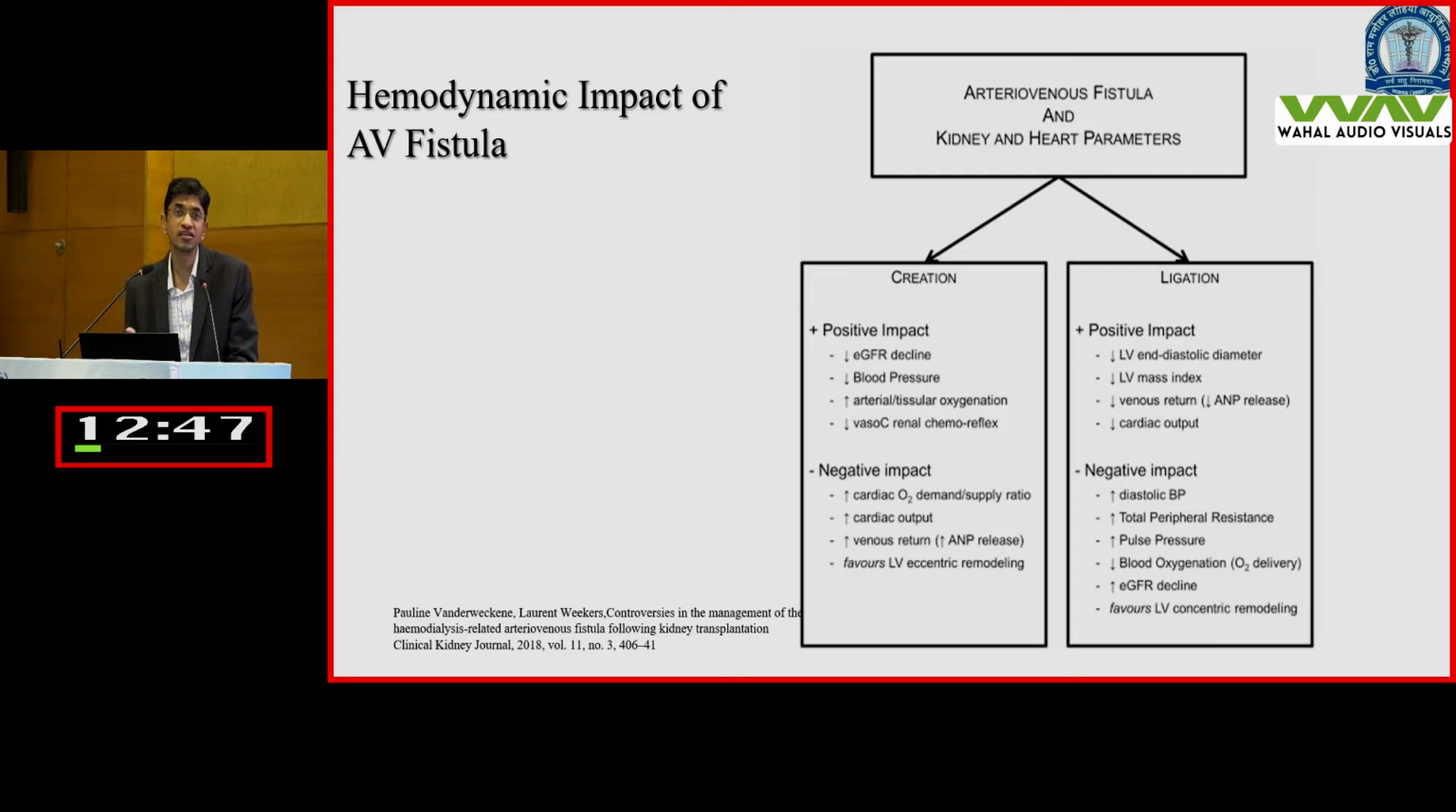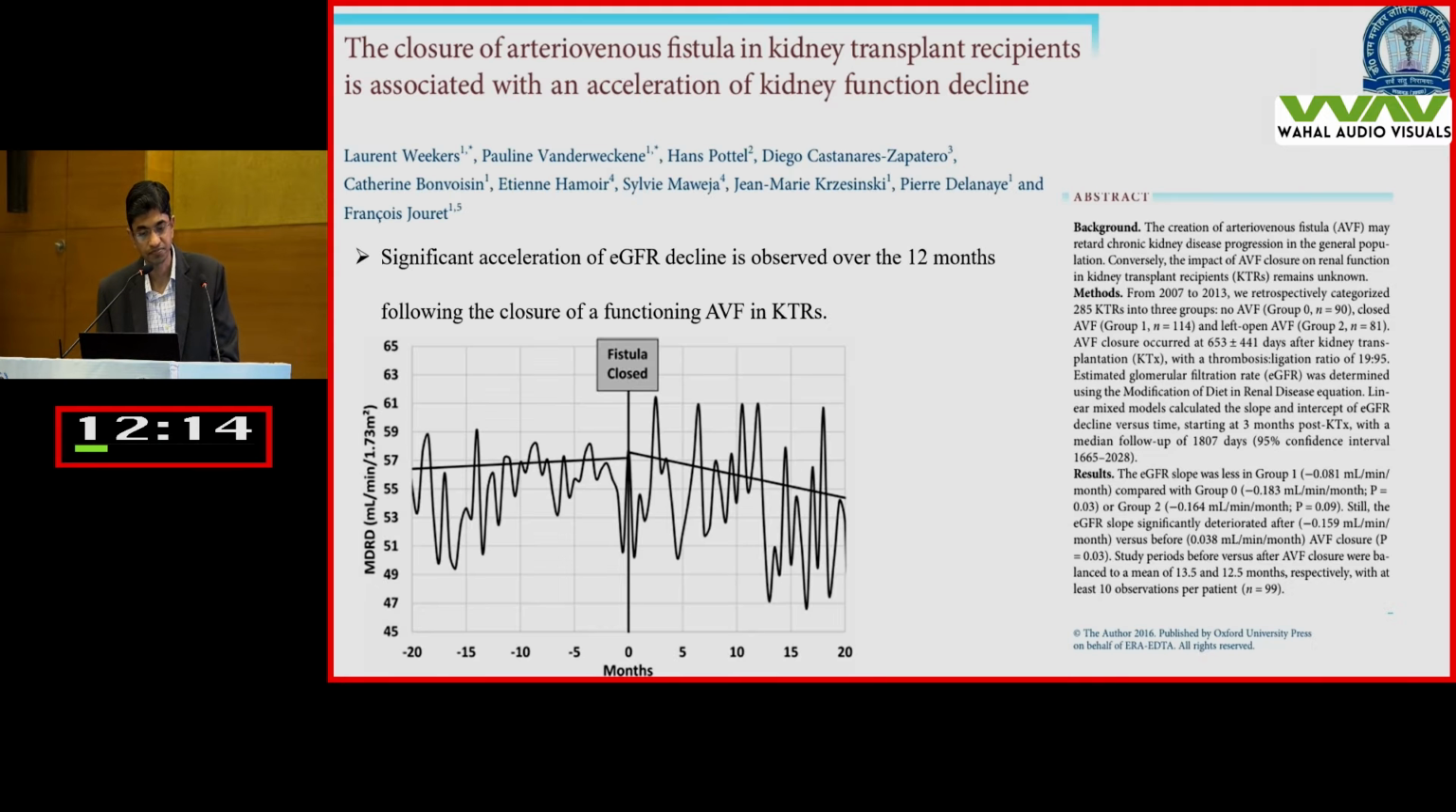But what if we ligate the fistula? If we ligate, we see a decrease in left ventricular end diastolic diameter. It decreases left ventricular mass as well as mass index. But it also has some negative impacts: it raises the diastolic blood pressure, increases TPR, raises pulse pressure, and at times may lead to worsening of GFR as well. We need to keep these things in mind before we decide what to do with a running fistula in a patient who is undergoing a transplant.